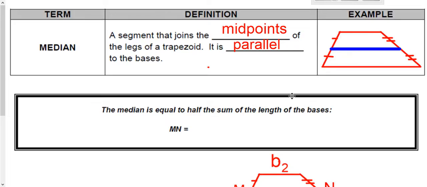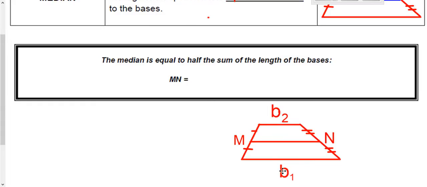Then there's a special property on the size of the median and how it relates to these bases. In my picture right here, I'm calling the base on the bottom B1 and the length of this base B2. And here's MN, this mid segment that goes from M to N. The length of MN, this median, equals the bases added up and divided by 2, or the average of these two bases. So we'll have a few problems like that.